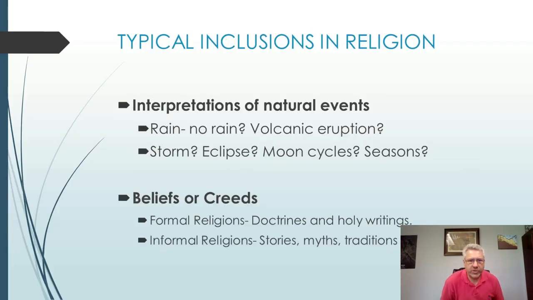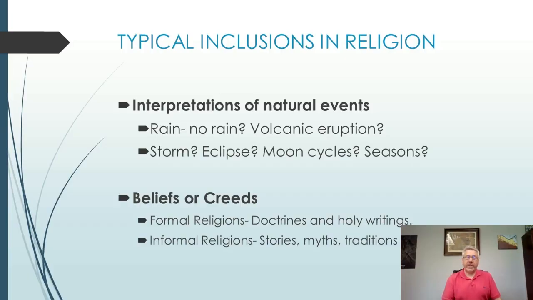Some of the other inclusions in religion is there's typically some idea of interpreting natural events. Now, this widely varies, but there's the idea of interpreting, well, if there's rain, what does that mean? Is a God or a being speaking to us? If there's no rain, are we out of balance with nature? A volcanic eruption, is that judgment? Is that the cleansing of promise? A storm, an eclipse, a moon cycle, a season. Most religions have some interpretations of these natural events that work through the worldview and the teachings that they have.